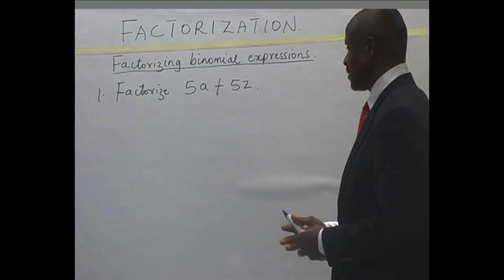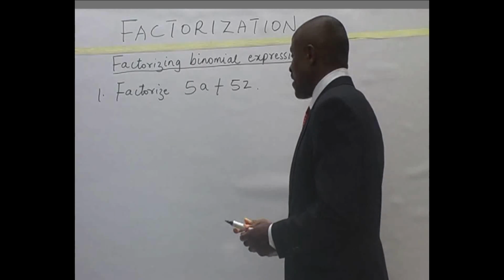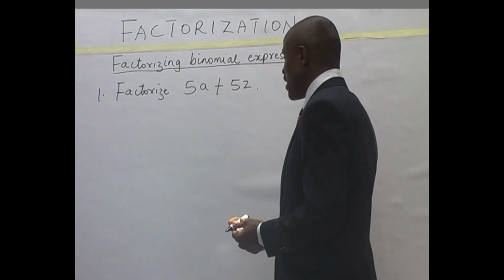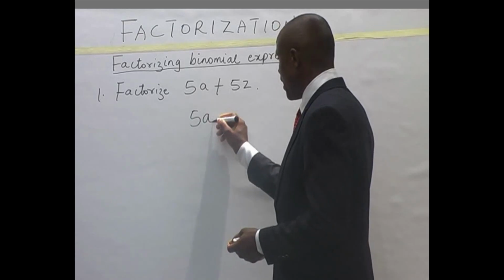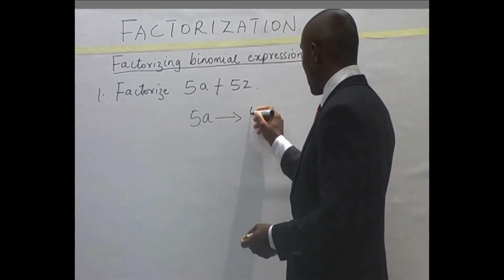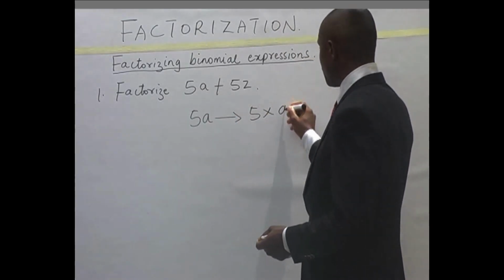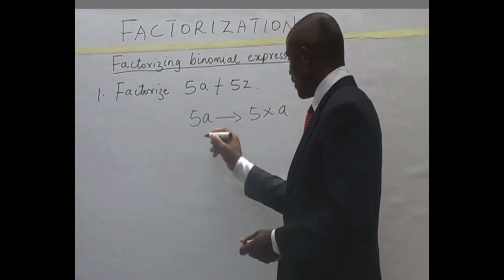Just as we have 5a and 5z, if you are to factorize it, first of all, bring out 5. This is the same thing as 5 times a.